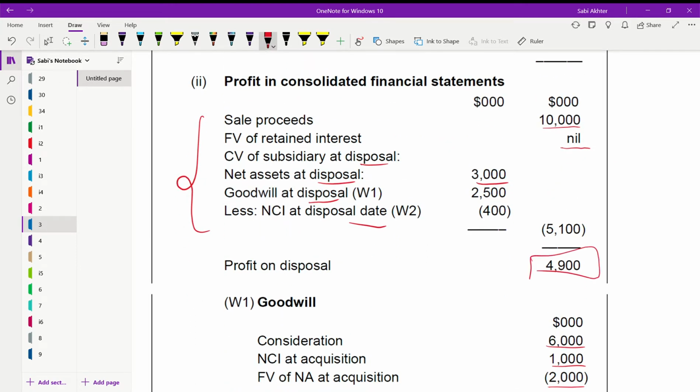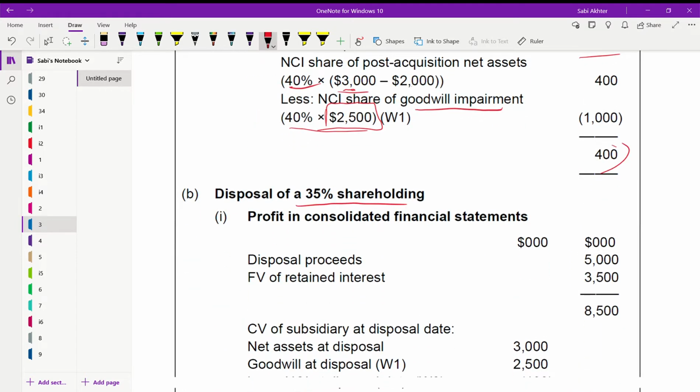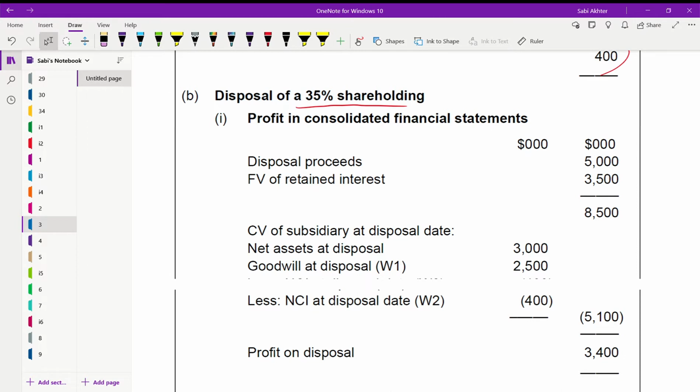Now let us go to part B where you are disposing 35%. That means you are not selling entirely. From 60% you are disposing 35%, you are becoming 25%. That means you are becoming an associate, so you have to use the equity method now. In the consolidated statements, here they didn't ask for the individual, they just asked for the consolidated financial statements. For consolidated financial statements, the pro forma is the same. The only thing added is the fair value of retained interest. The rest all remains the same.